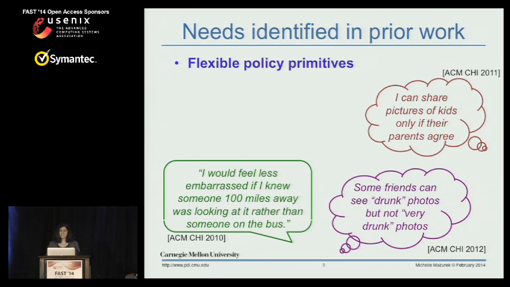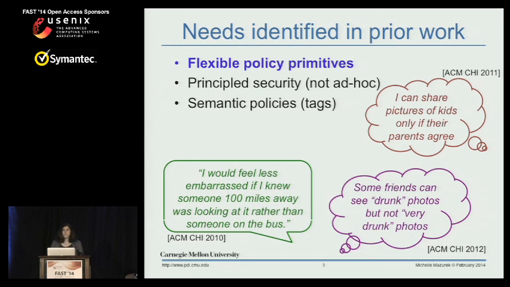We also know some other things that users need. We know that they really need the underlying security mechanisms to be principled rather than ad hoc, because as we all know, when you try to add security on afterwards, you tend to run into problems. And we've learned that semantic policies are an interesting building block for this type of thing, basically allowing users to describe the content in the way that they want and to organize the content the way that they want to help them make policy about it. For purposes of this talk, I'll just use tags as a stand-in for this kind of semantic idea.